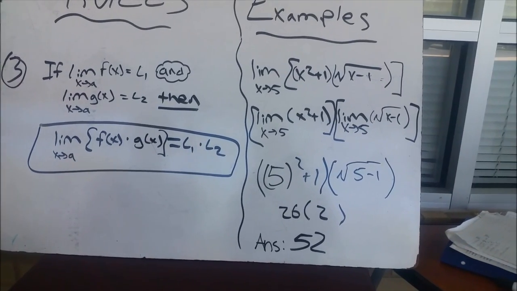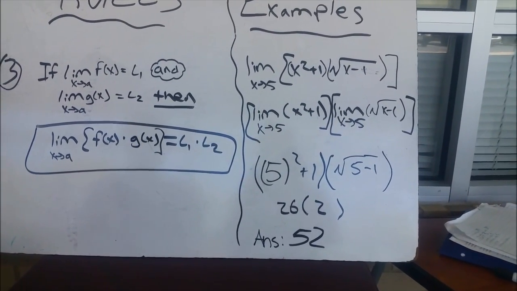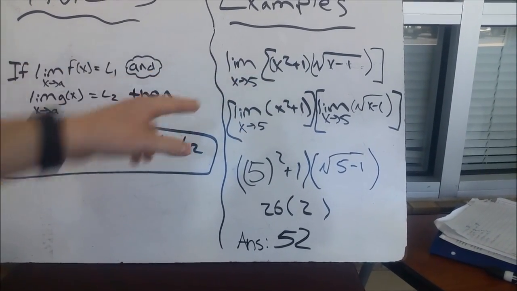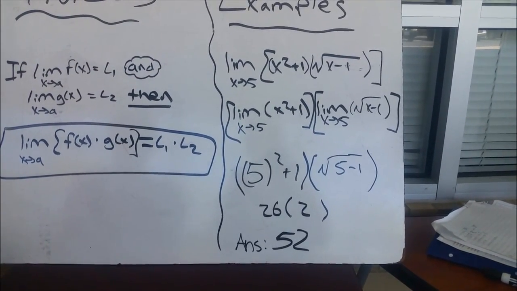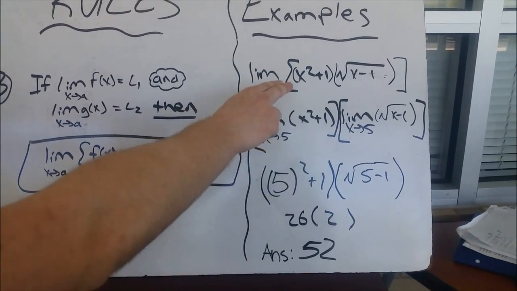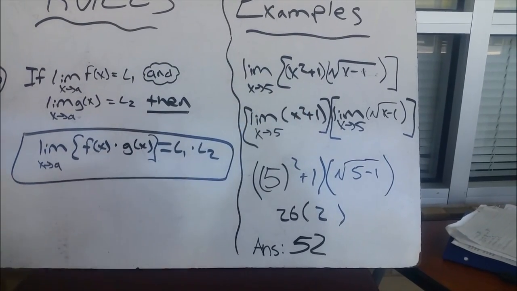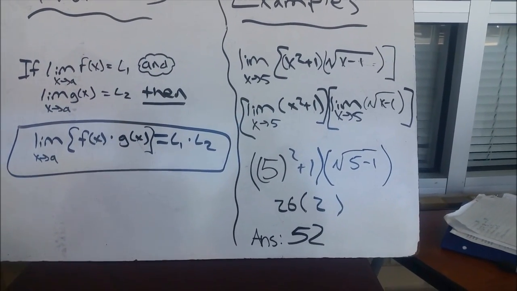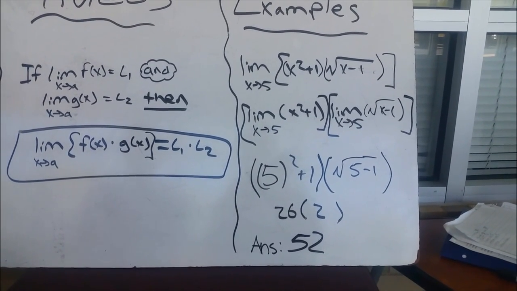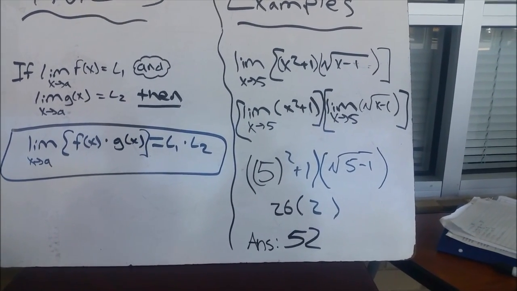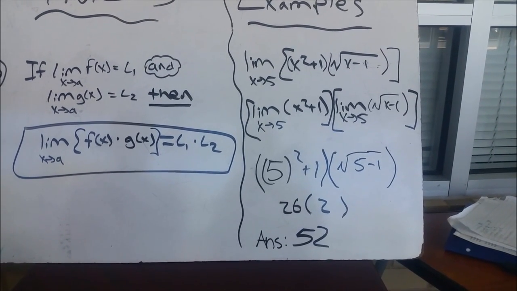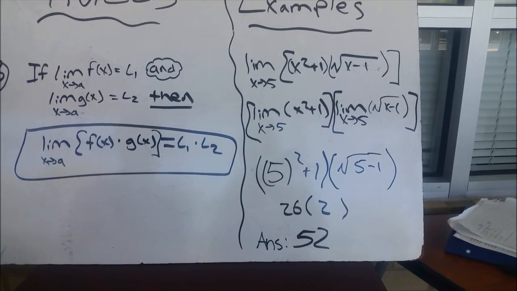Now for our example involving actual functions, we start out with the limit, and this will be our full function here, and x will be approaching 5. To make this much simpler, we can split up the x squared plus 1 and the square root of x minus 1. This creates two limits, where the limit of x squared plus 1 as x approaches 5 is multiplied with the limit of the square root of x minus 1 as x approaches 5.